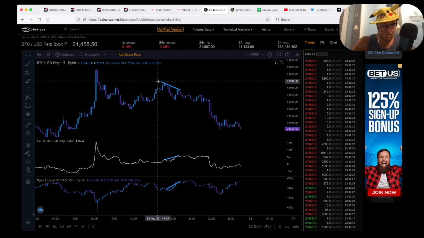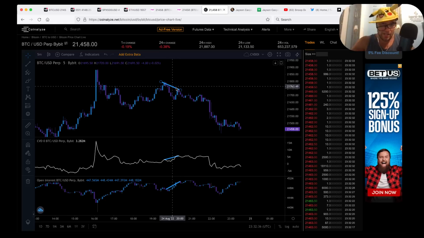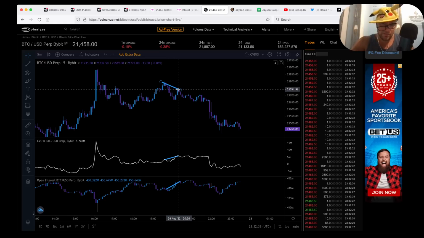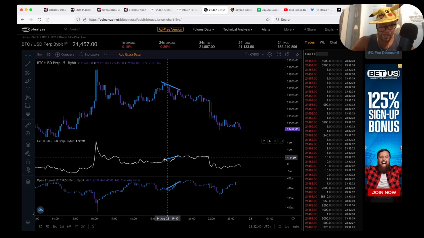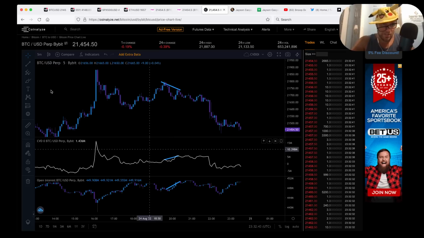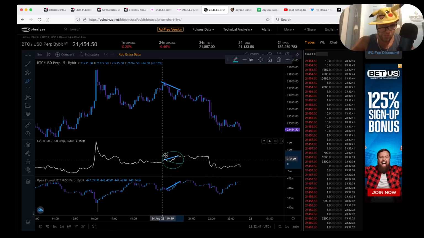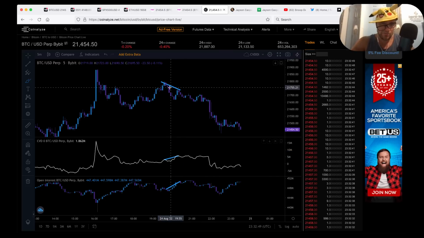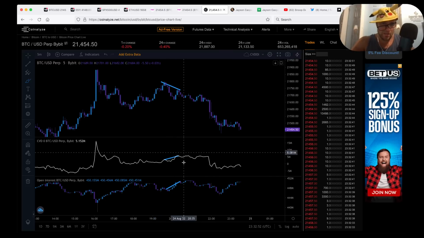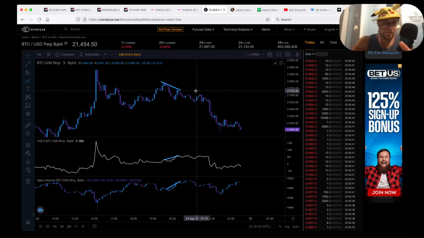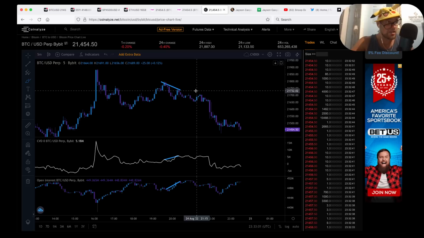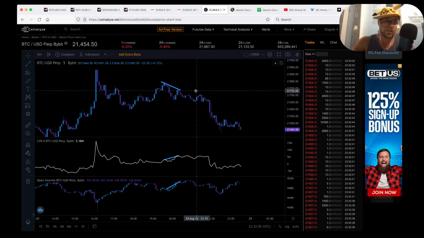But if we see price is making lower highs, okay, pay attention, because this is very important. Price is making lower highs, and CBD is making higher highs. What does this tell us? This tells us that more people are trying to long than short Bitcoin, but the price is still getting lower. Okay, now think about this. The price is controlled by which side has more players. If there are more people shorting than there are longing, price is going to go down. If there's more people longing than there are shorting, price is going to go up.